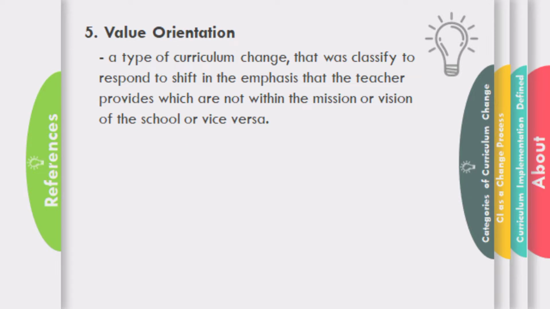So the next is number 5, value orientation. Value orientation, a type of curriculum change that was classified to respond to shift in emphasis that the teacher provides which are not within the mission or vision of the school or vice versa.